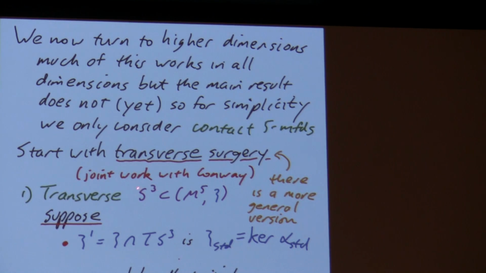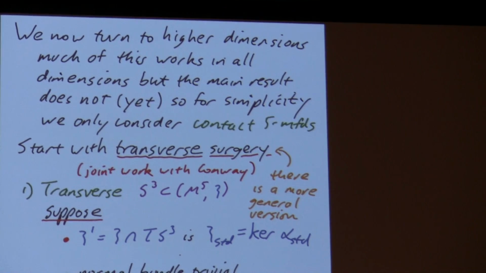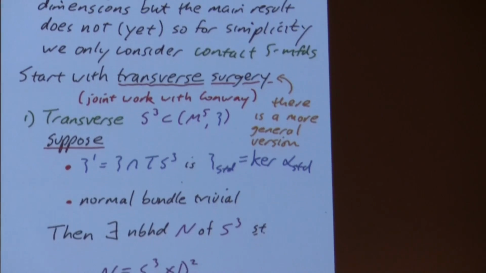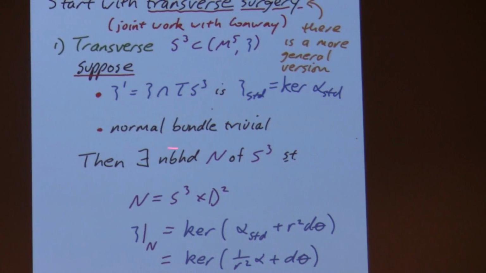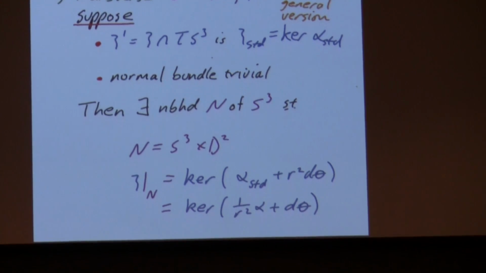So we're going to assume that the S3 is contact embedded in my contact 5-manifold so that the standard contact structure on S3 is embedded in there. In other words, when you intersect the tangent planes, you just get the standard structure. Okay? So that's the first assumption. The second assumption is we're going to assume that the normal bundle to S3 is trivial. That is an assumption that's not automatic, but we're going to assume that. So those are the two things you need. And of course, you actually need this hypothesis to do surgery anyway, so it's not really a restriction.